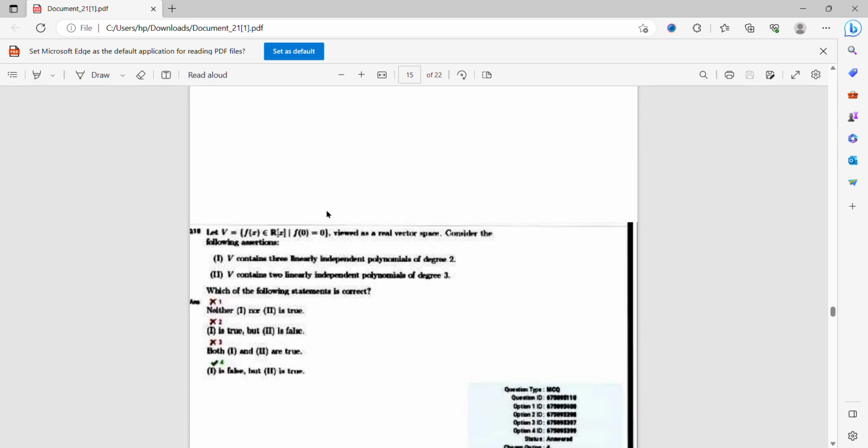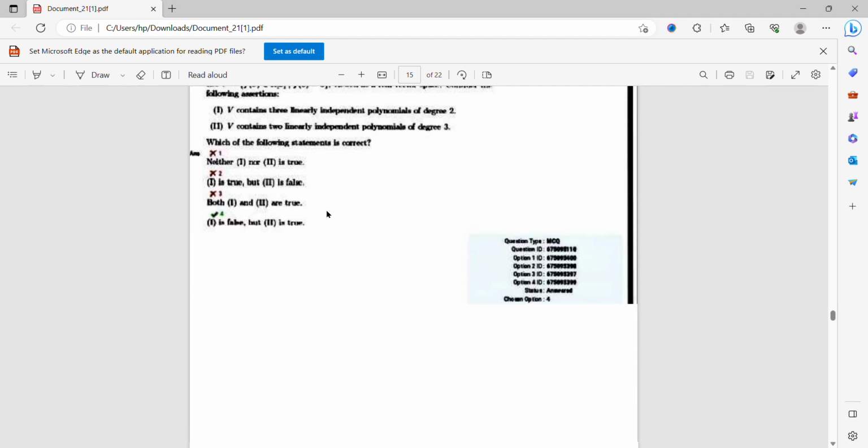So V is the set of all real polynomials such that f(0) equal to 0. The first statement says that V contains three linearly independent polynomials of degree 2, and the second statement says that V contains two linearly independent polynomials of degree 3. Which of the following statements is correct?